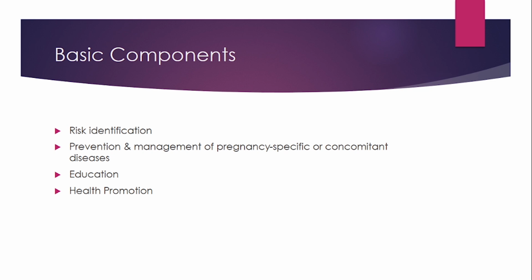There are 4 basic components. Number 1, we want to identify risk and risky medical conditions in pregnancy. We want to prevent and manage pregnancy-specific or concomitant diseases. We also want to educate these pregnant women. The education involves so many things. We want to talk to them about pregnancy, about the things to expect in pregnancy. We want to talk to them also about family planning. We want to talk about even the care of the children when they are born.